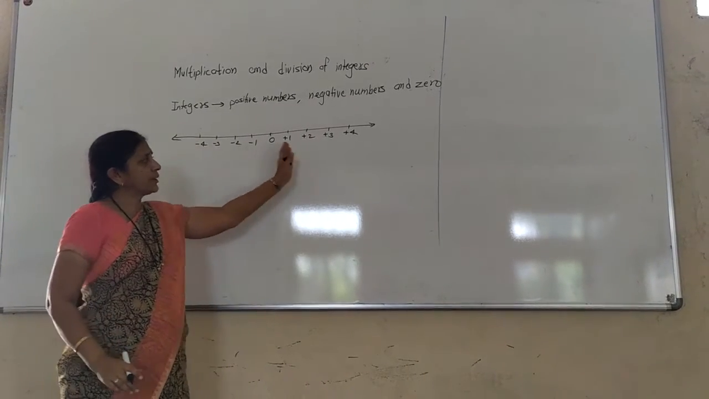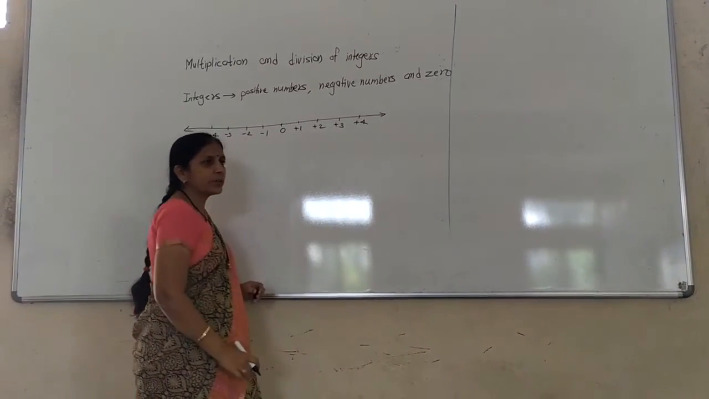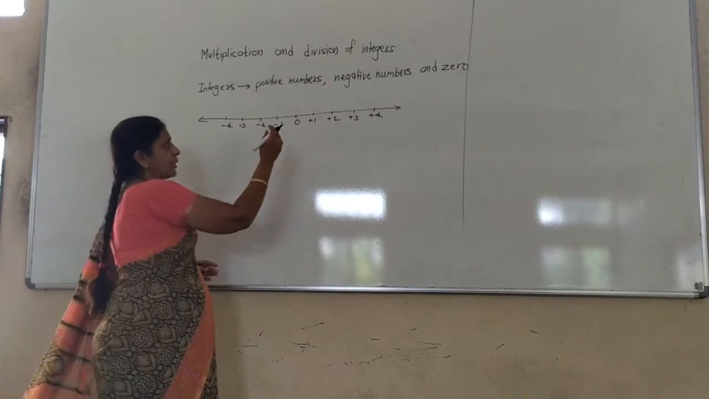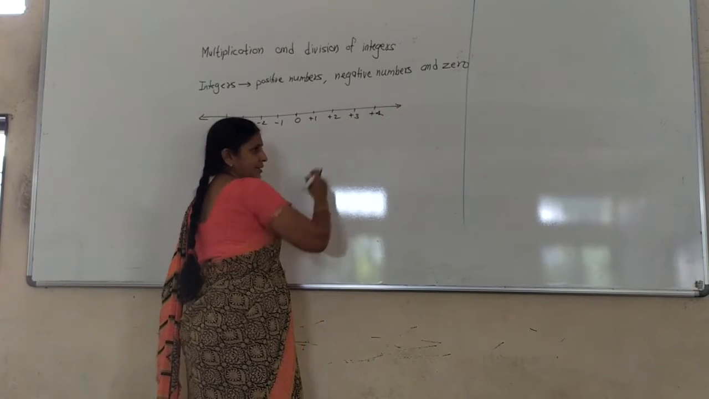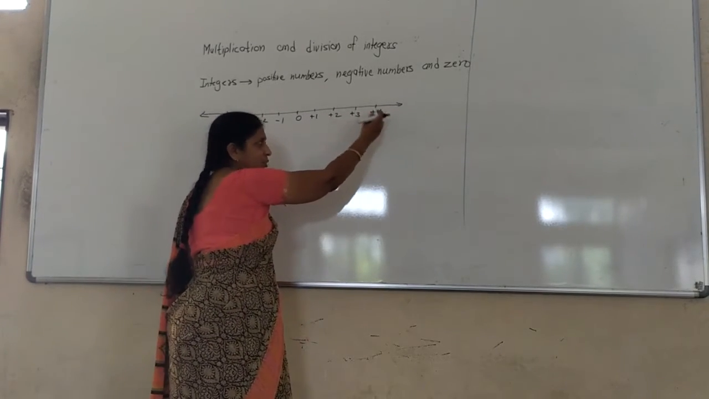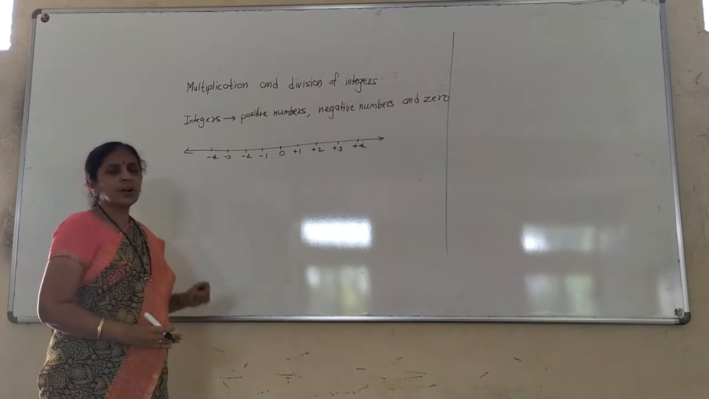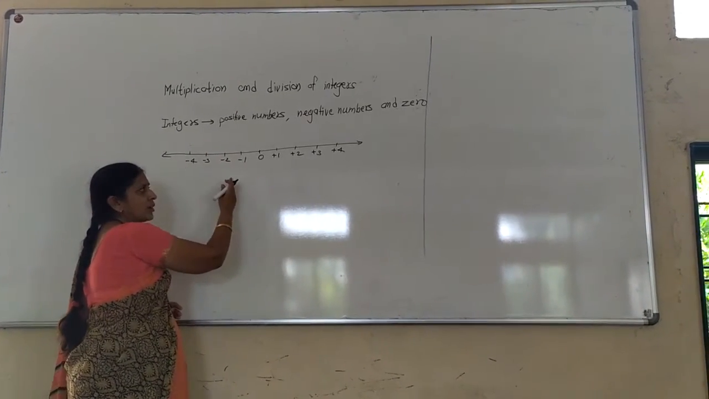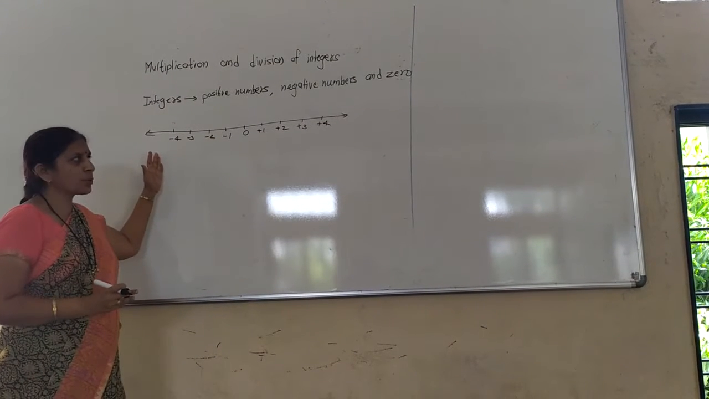We can compare the integers on the number line. As you go to the right hand side, the numbers are becoming bigger. As you go to the left hand side, numbers are becoming smaller. So if you compare +1 and +4, +4 is a bigger number as it is at the right hand side. If you compare -2 and +3, +3 is at the right hand side, so +3 is bigger and -2 is lying at the left hand side, so this one is a smaller one. All the negative numbers are smaller than 0 and all positive numbers.